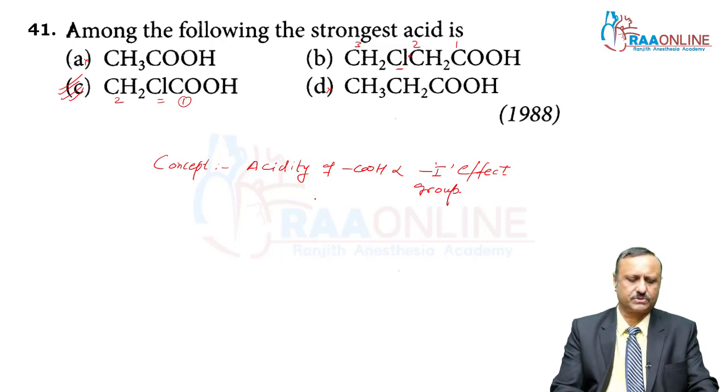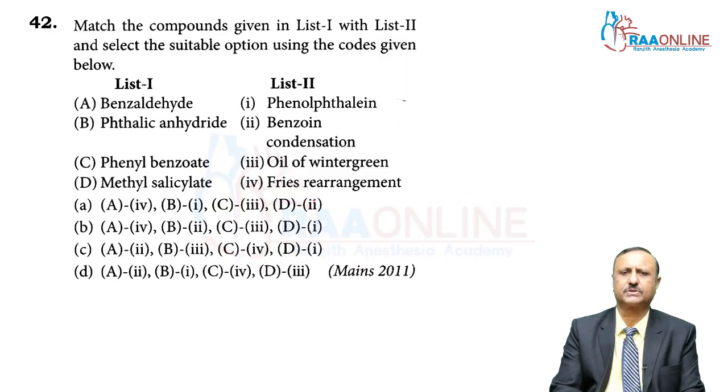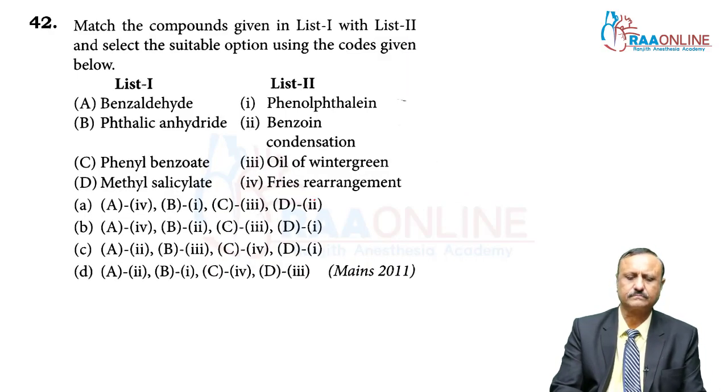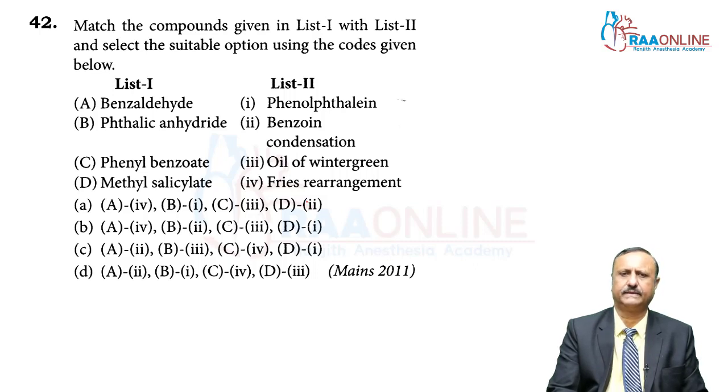Now, my dear students, look at question number 42. Match the compounds given in list 1 with list 2 and select the suitable option using the codes given below. Here you can see list 1 and list 2: benzaldehyde, phthalic anhydride, phenyl benzoate, methyl salicylate. If you know the reactions, then you can get the answer, because this question came in NEET 2011.